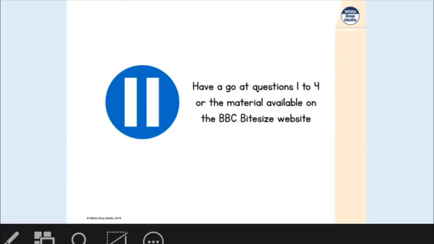So you're now ready to have a go at the first 4 questions on the White Rose Maths worksheet for this lesson if you have it. Otherwise, have a look at the 3 times table activities on the BBC Bitesize website. You can, of course, simply keep watching.